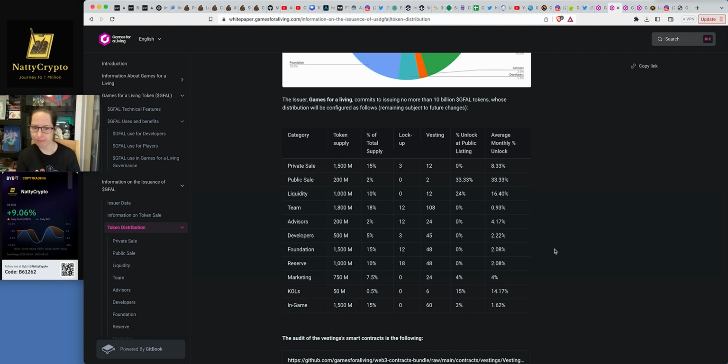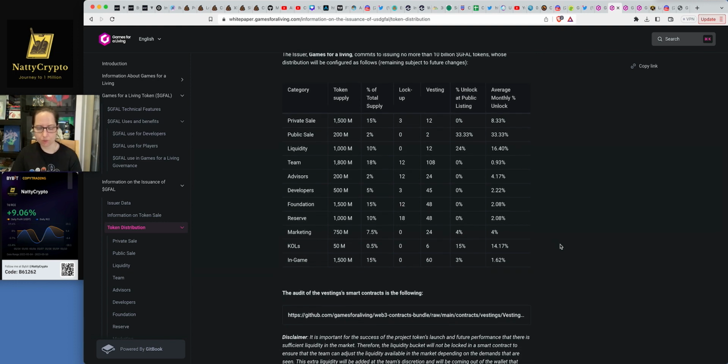We're in May. 200 million has been supplied so far. There's liquidity, average unlocked 60% every month, 1,000 million, sorry. Team's got 1,800 million, and they're getting a small amount unlocked every month. Advisors, 4%. KOLs, in-game, 1.62% marketing. All right, so this is why the fully diluted is quite high, because a lot of tokens are still pretty much locked up.